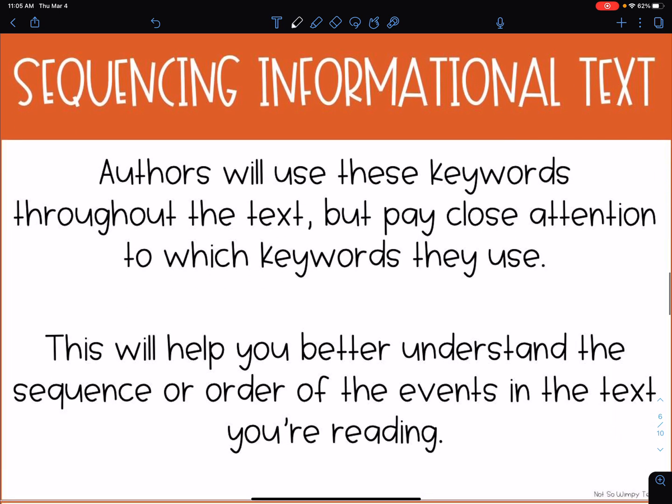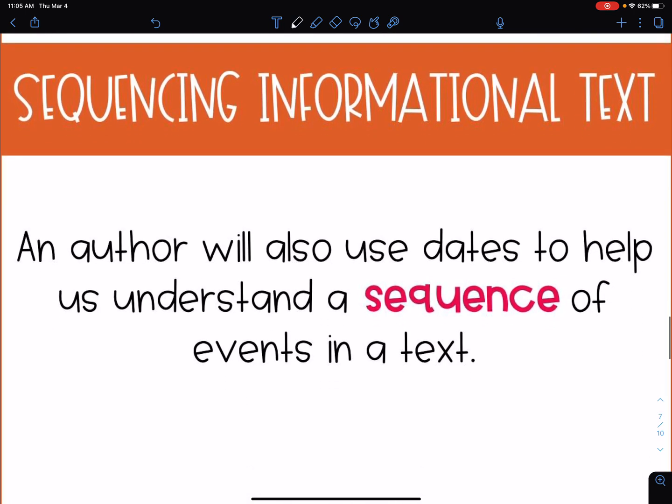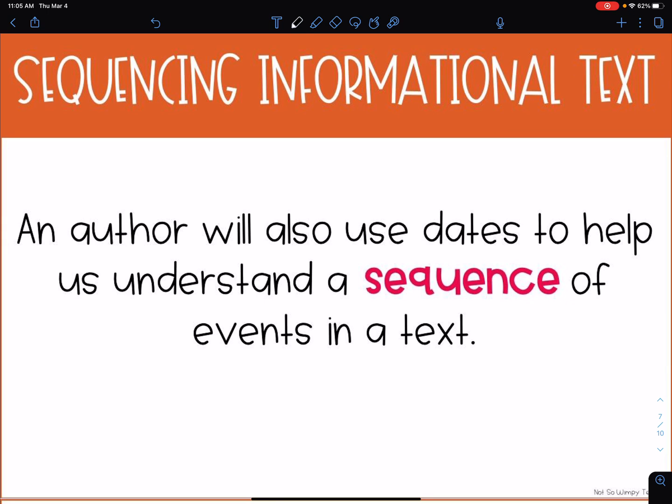So authors will use these keywords throughout the text, but we need to pay close attention to which keywords they use. This will help us to better understand the sequence or the order of events happening in the text that we're reading. So sometimes when we are sequencing, authors will actually use dates to help us sequence the events in a passage or in a story that we're reading.